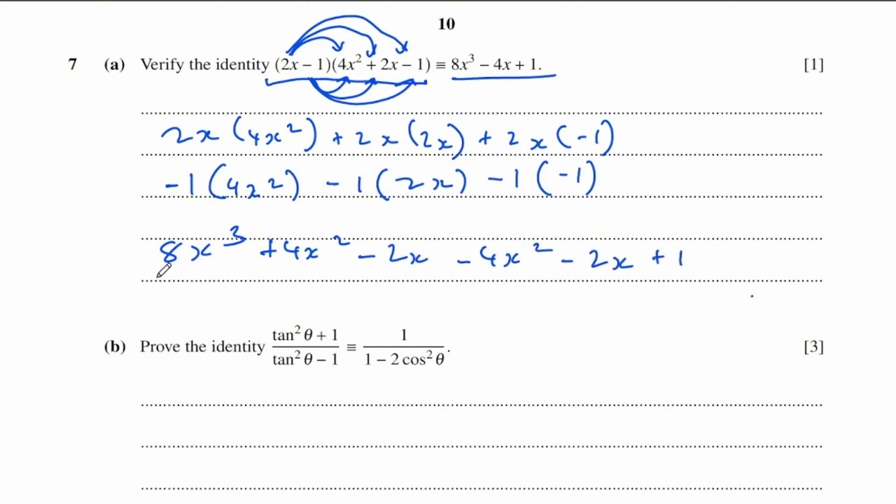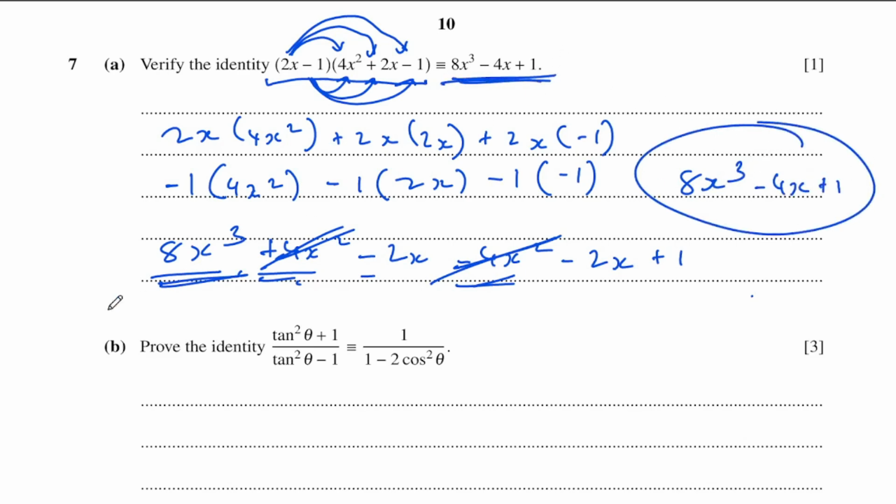This ends up becoming 8x cubed plus 4x squared minus 4x squared, so those just cancel out. Negative 2x, negative 2x, negative 4x, and then plus 1. So 8x cubed minus 4x plus 1. And that gives you what we had to find.